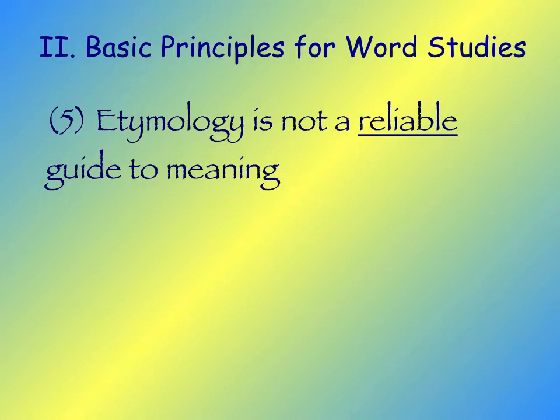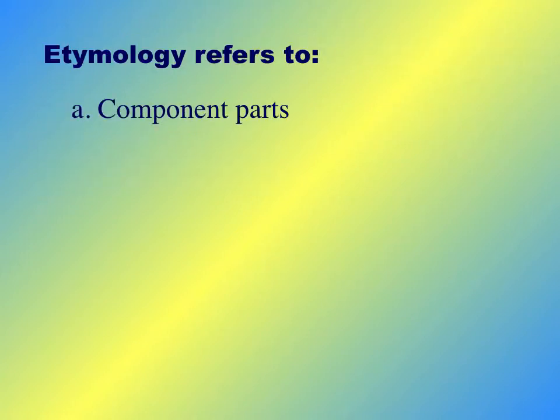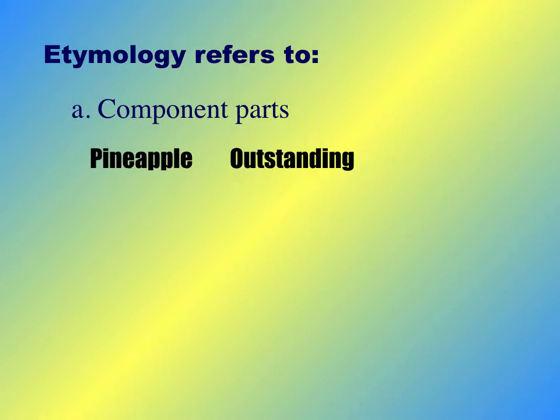There's number 4. Here's number 5, a fifth principle of word studies. Etymology is not a reliable guide to meaning. And this is where probably most problems arise. What is etymology? Etymology refers to a word's component parts or its historical derivation. For example, pineapple, made up of 2 words, pine and apple. And yet the word pineapple doesn't mean either a pine or an apple. Outstanding, made up of 2 words, out and standing, but it doesn't mean to stand out. Well, in one sense, it actually does.